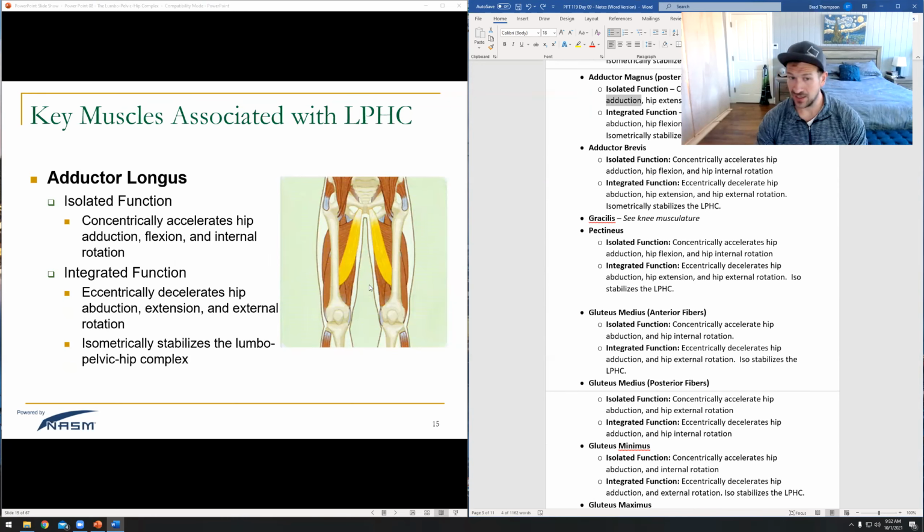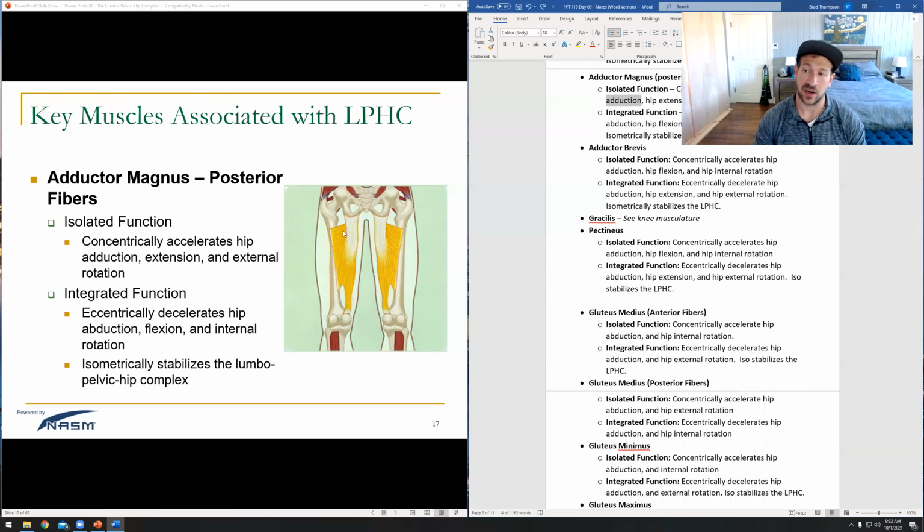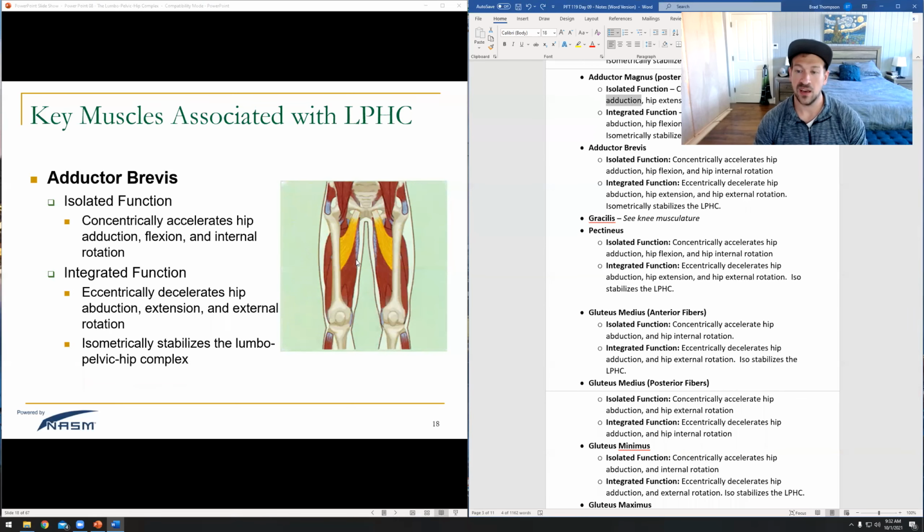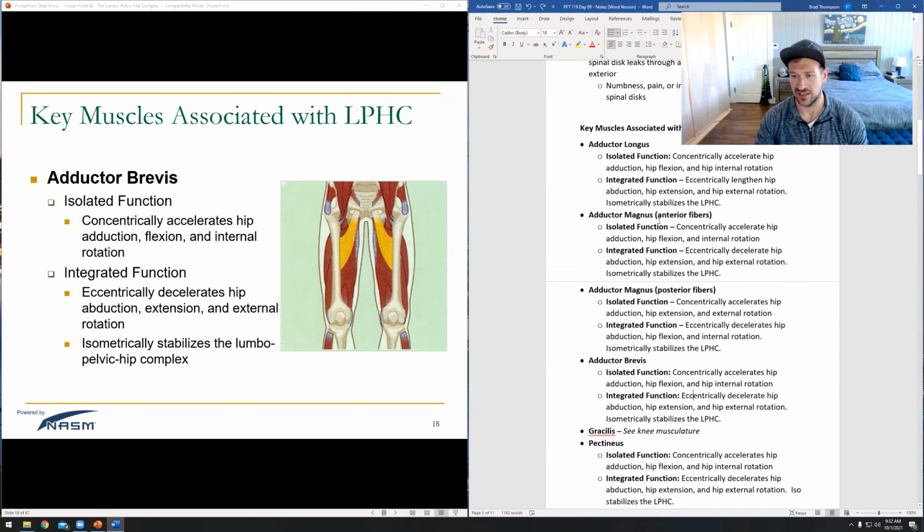Okay, so that's longus and then magnus anterior and magnus posterior. Then we've got adductor brevis, and this one is going to work with all those others, like the longus and the magnus anterior. Same exact definition here. Accelerates hip adduction. It is an adductor. It does a little bit of hip flexion because it's attached in the front, and it does a little bit of hip internal rotation because it pulls and rotates a little. But again, primarily an adductor, right?